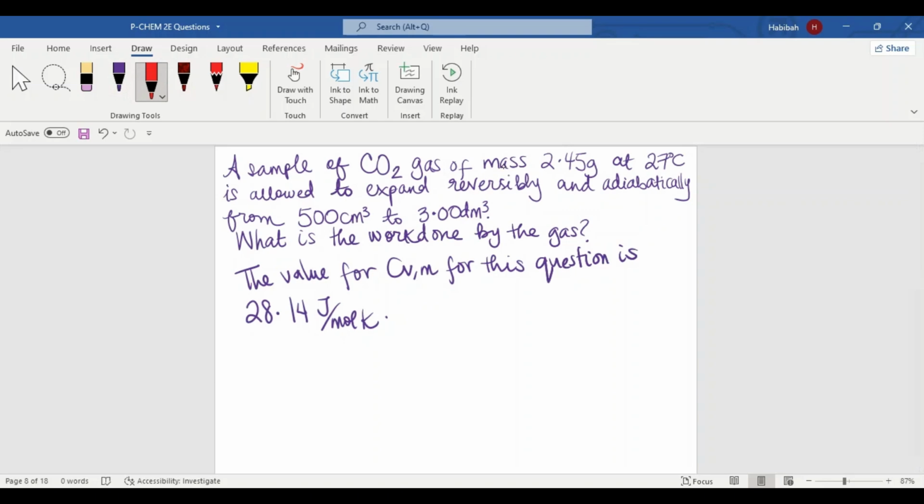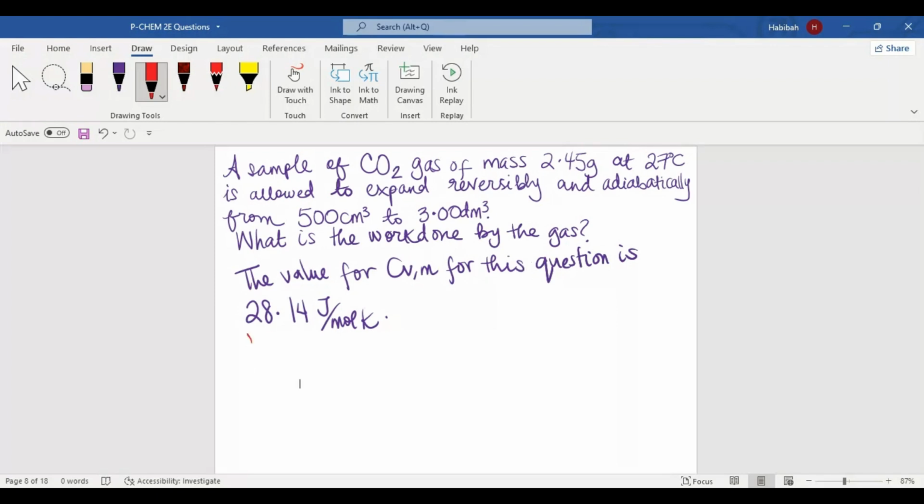Today we're going to be working on the question on the screen that says: a sample of CO2 gas of mass 2.45 gram at 27 degrees Celsius is allowed to expand reversibly and adiabatically from 500 centimeter cube to 3.00 dm cube. What is the work done by the gas? The value for CV,m for this question is 28.14 joule per mole Kelvin.